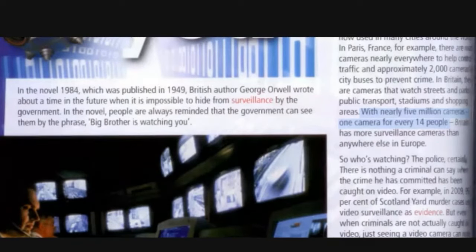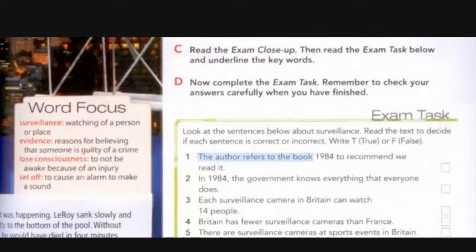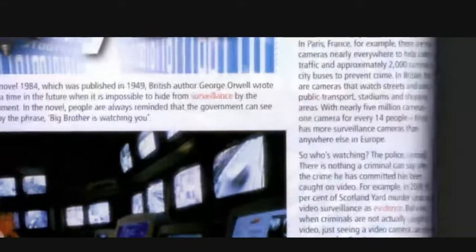Okay, let's go back to number one. Xue Ting says number one is false. Number one says the author refers to the book 1984 to recommend we read it. The keyword here is recommend. Does he recommend us to read this novel? Xue Ting says false. Xue Ting, can you explain why? Did the writer mention anything about recommendation? Did he say that you should watch this? It is just telling us the story. He didn't recommend us to read it. It didn't mention any recommendation there, right? Okay, thank you, Xue Ting.